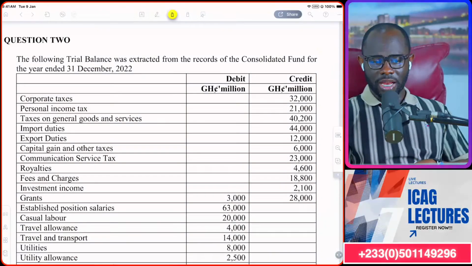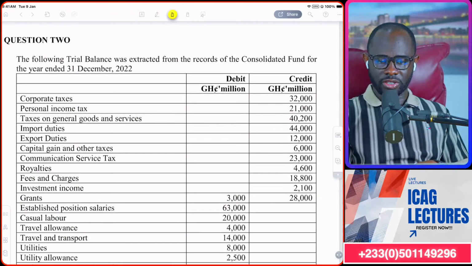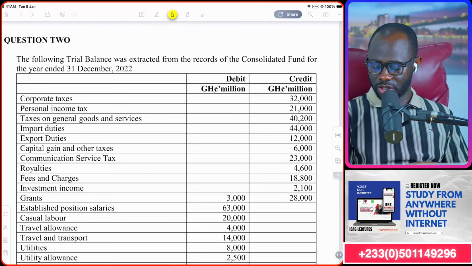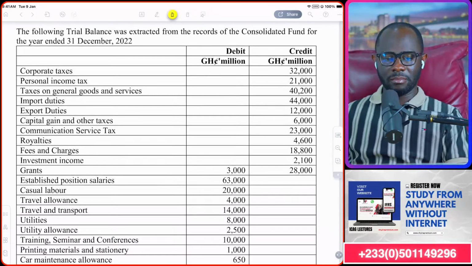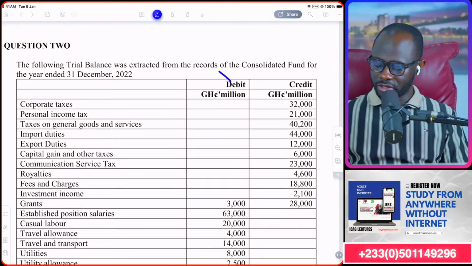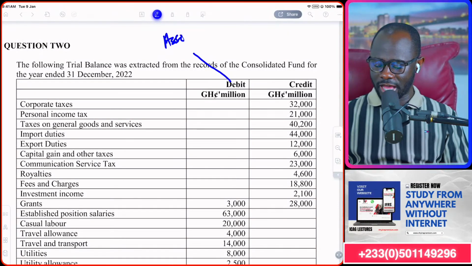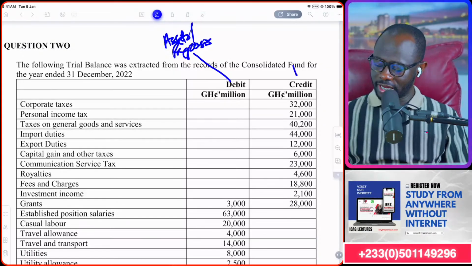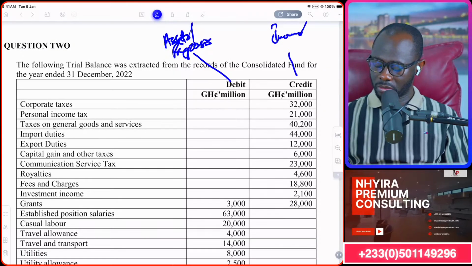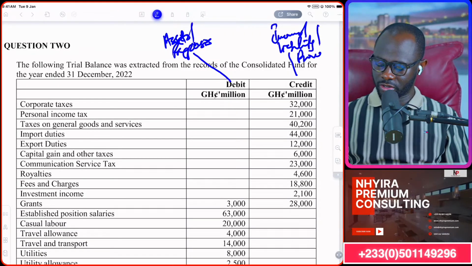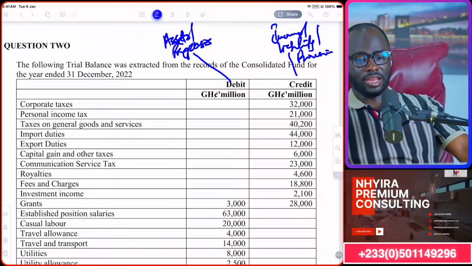The following trial balance was extracted from the records of the consolidated fund for the year ended 31st December 2022. Okay. Remember, as always, if we are giving trial balance like this, it's a good news because on the debit side, we could have assets, we could have expenses, okay, on the debit side. Then the credit side will be income, liability, provisions, which is also a liability though at the end of the day.